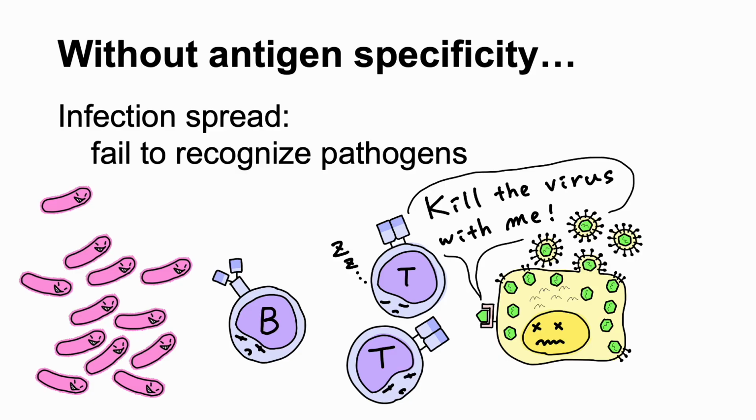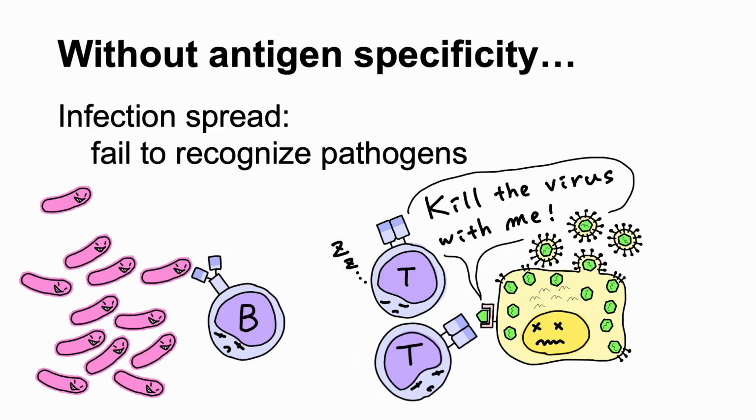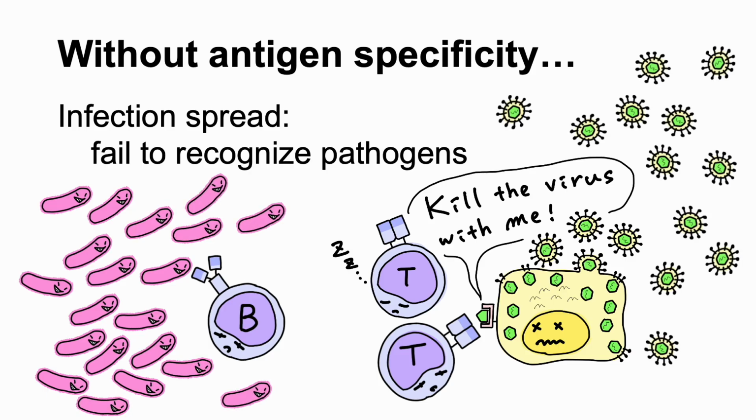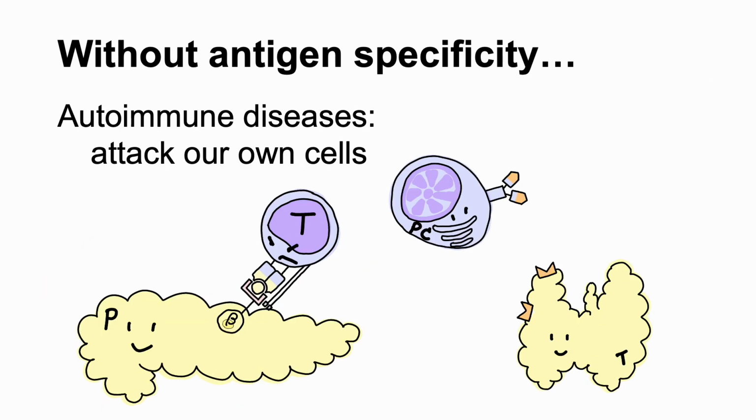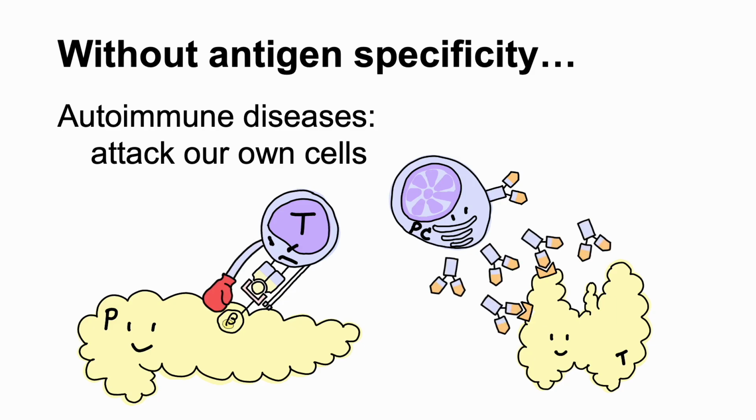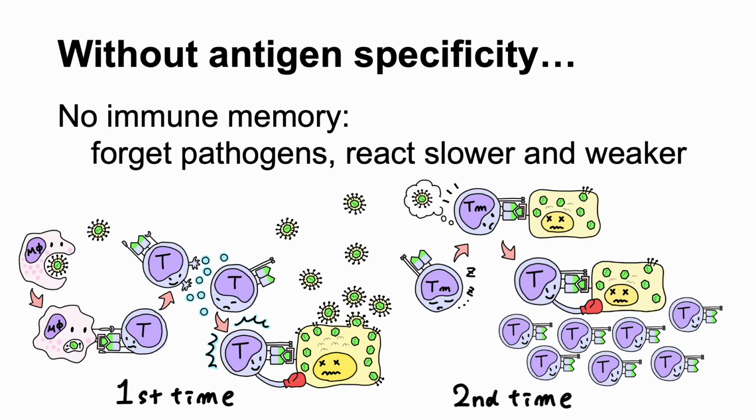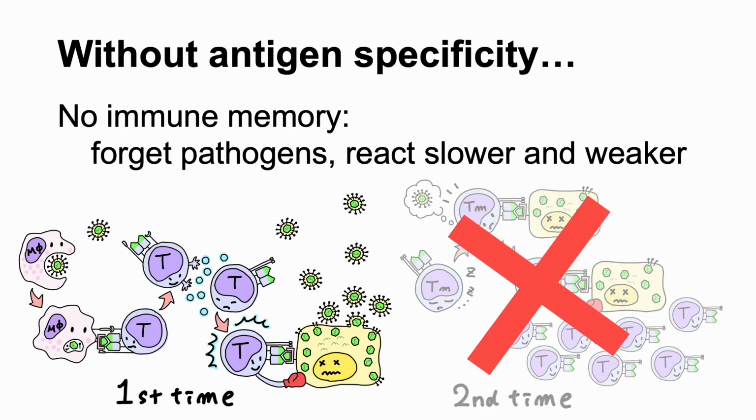Without antigen specificity, the immune system fails to recognize pathogens, allowing infections to spread before it reacts. And it couldn't distinguish self from non-self and might attack our own cells, causing autoimmune diseases. Without antigen specificity, the immune system forgets past pathogens and reacts slower and weaker each time they return.